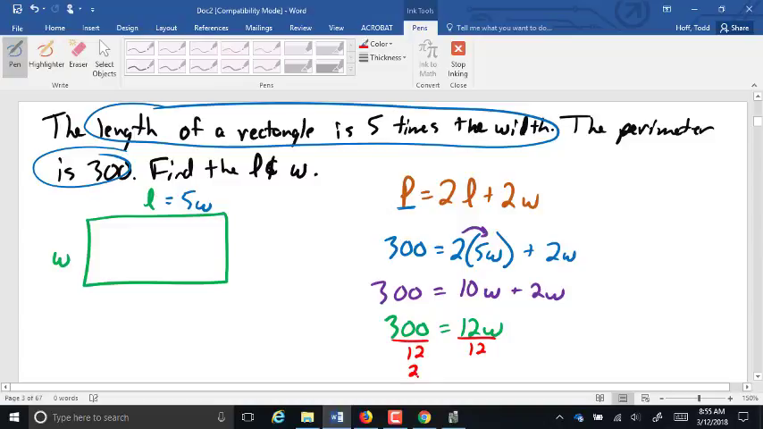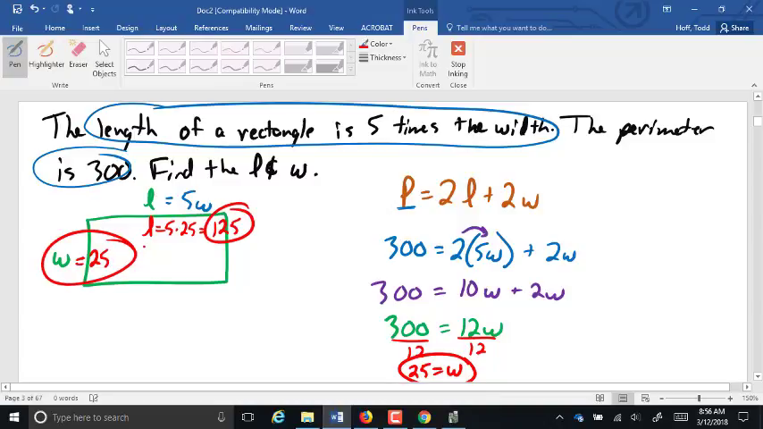dividing by 12. So 25 equals W. The width is 25. The length is 5 times 25, or 125. Any questions?